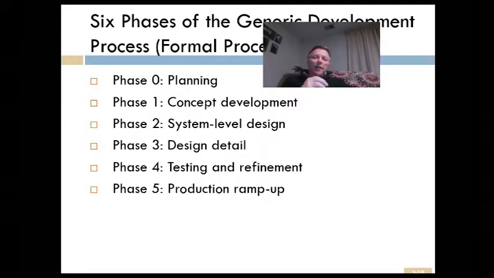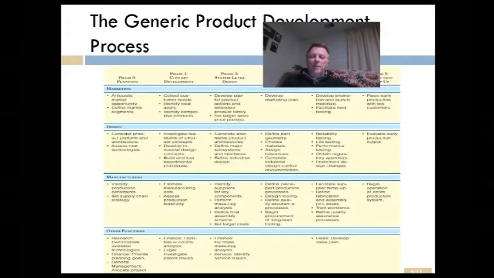The generic design process looks like this, everything from planning through the production ramp up. And you can see the different steps in between. There are six phases in this, what's called the generic process. This is kind of a busy chart, it's in your book as well, but there are different phases that happen in manufacturing.